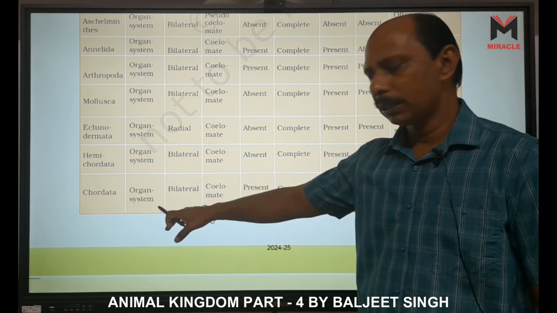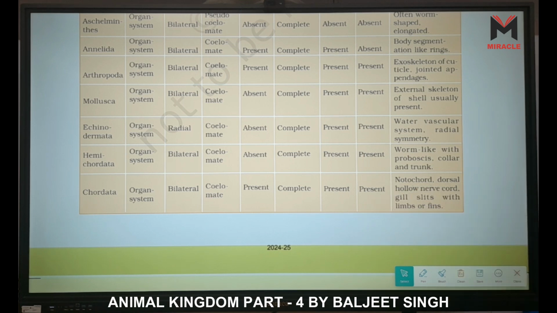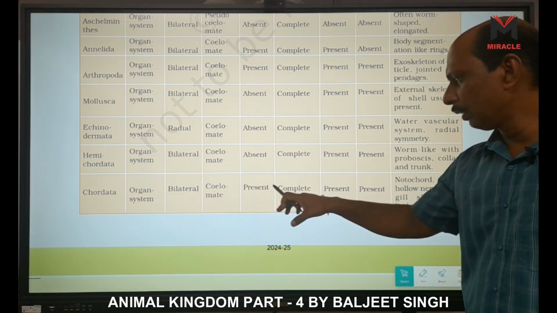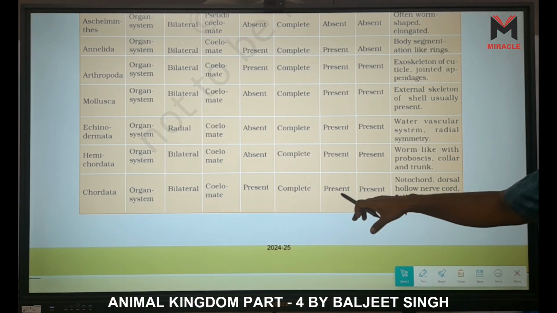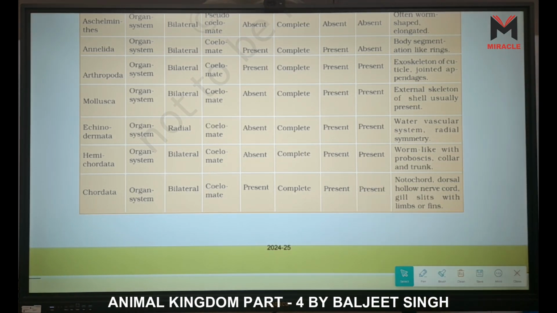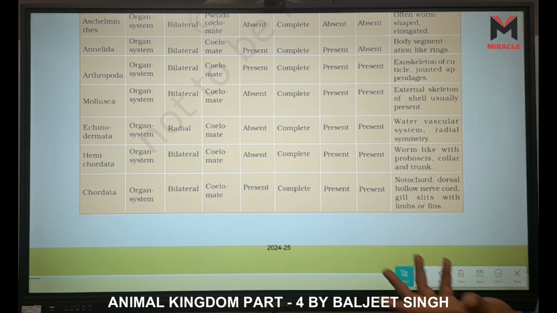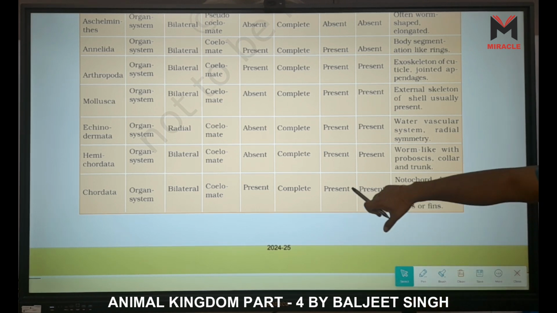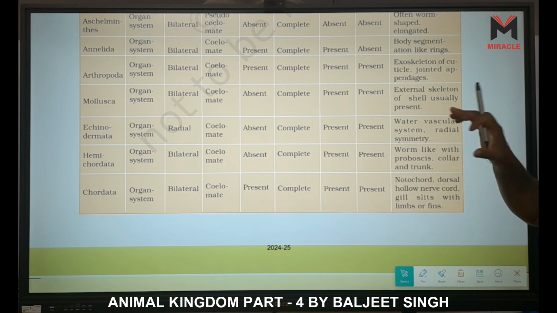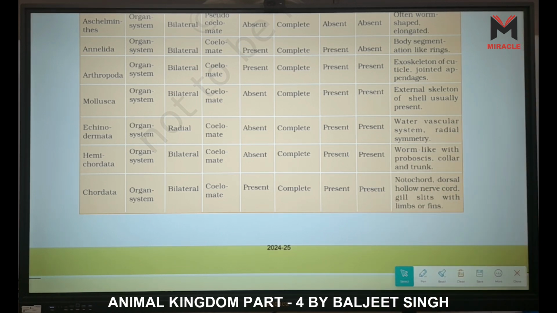Now Chordata, organ system, bilateral, coelomate, present, complete, present. Segmentation present. Complete means mouth and anus are present, that is, the alimentary canal is complete. Now the respiratory system is present, of different types: in aquatic animals, gills are there; amphibians have lungs and skin, right? And birds, reptiles, and mammals have lungs. Pulmonary respiratory system is present. The circulatory system is present, and it is closed type in all.